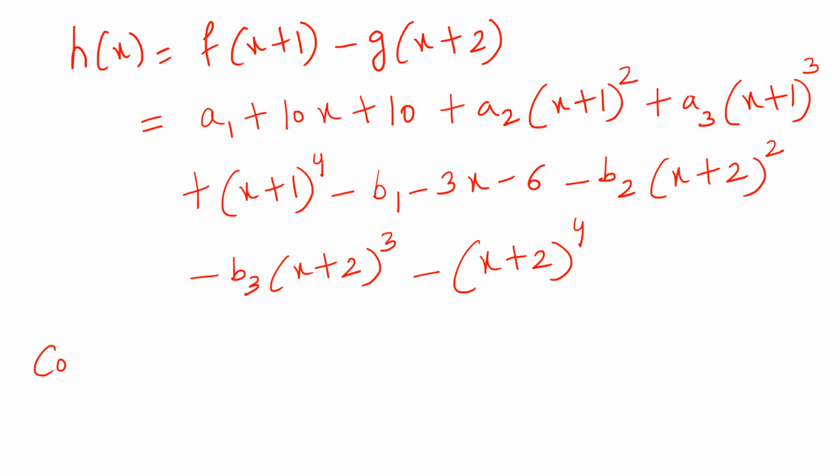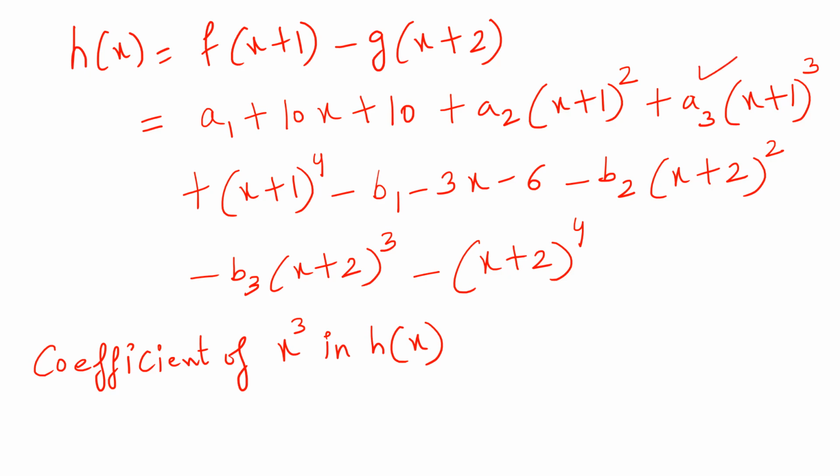Now students, we have to find the coefficient of x cube in h of x, and the coefficient of x cube in h of x can be found from the coefficients of x cube in these four terms. The first one is a3 into x plus 1 whole cube. The second is x plus 1 whole power 4. The third one is minus b3 into x plus 2 whole cube. And the last one is minus x plus 2 whole power 4.